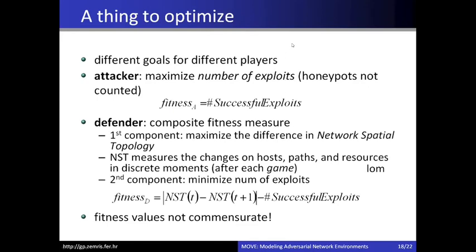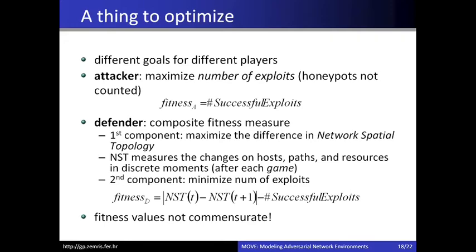So what are we actually optimizing? Of course, different populations optimize different fitness functions. For the attacker population, the fitness function is relatively simple. We just maximize the number of successful exploits. But of course, the honeypots are not counted here, just the nodes that are not in that subset. So the fitness of the attacker is just the number of successful exploits he is able to mount.